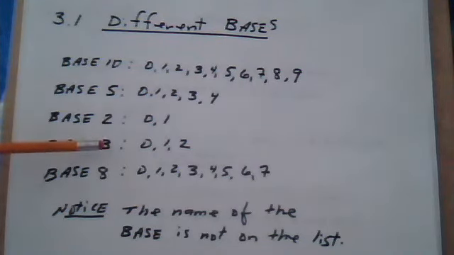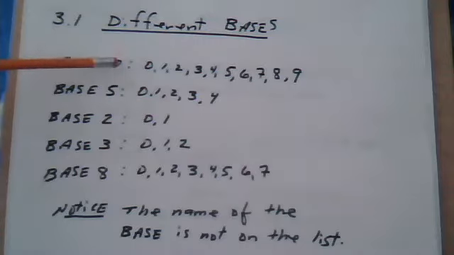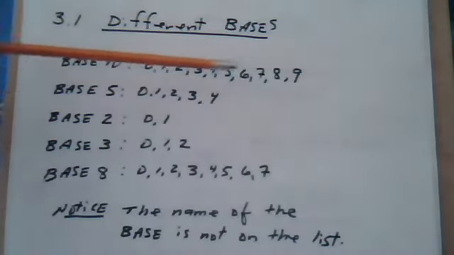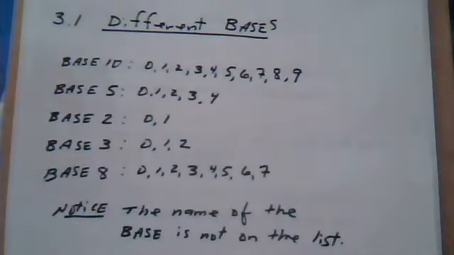So to come up with a 3, I would have to use these 3 to come up with the naming of a 3. Base 10, going back to it, to name a 10, I would have to use a 1 and a 0. But notice there's no symbol for 10. I have to use the ones that are available. So notice the name of the base is not on the list.